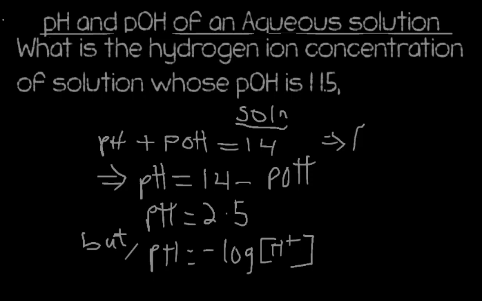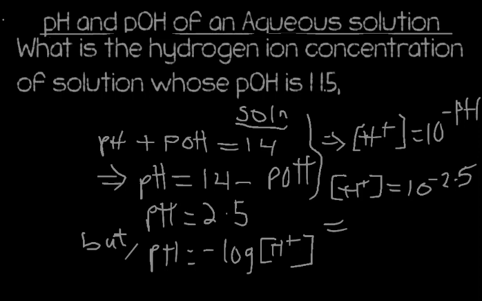Now the H plus ion is equal to 10 raised to the power minus pH. Antilog of both sides, that's what you get. So the answer we had was 3.1 times 10 raised to the power minus 3. That's the answer.